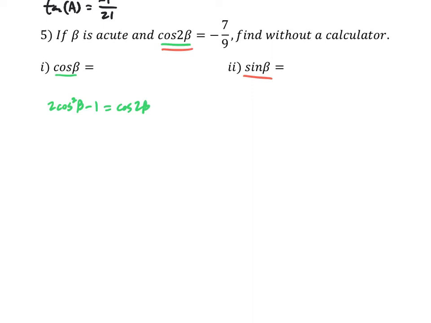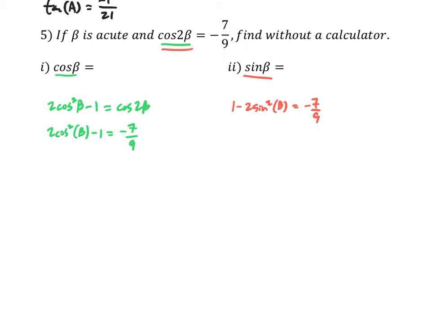And so what I'm going to do then is just set 2 cosine squared beta minus 1 equal to negative 7/9. And then on the other side, I know that 1 minus 2 sine squared beta is equal to cosine 2 beta. So I would write equal to negative 7/9 there. And now I'm just going to solve for both cosine beta and sine beta. Let's do that. Use a black pen here.